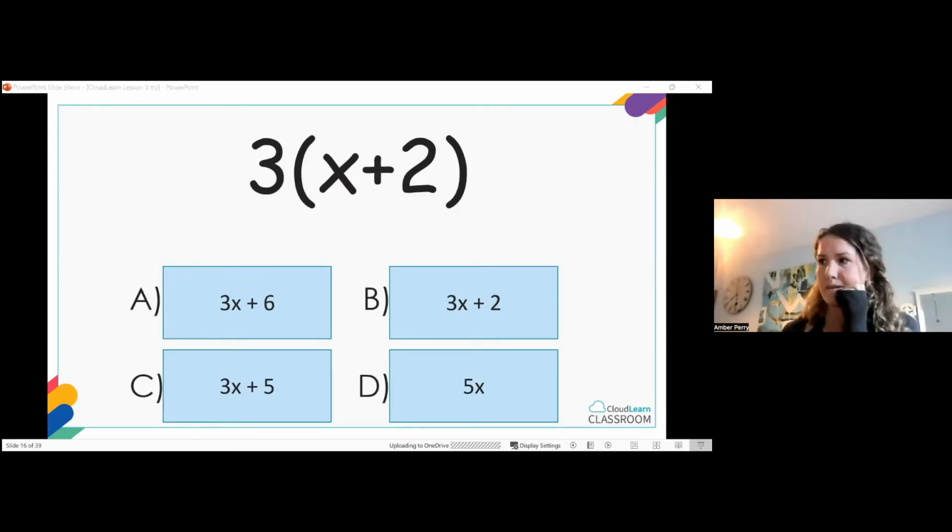And here you go. So is it A, 3x plus 6? Is it B, 3x plus 2? Is it C, 3x plus 5? Or is it D, 5x? I feel like I'm on Who Wants to Be a Millionaire?